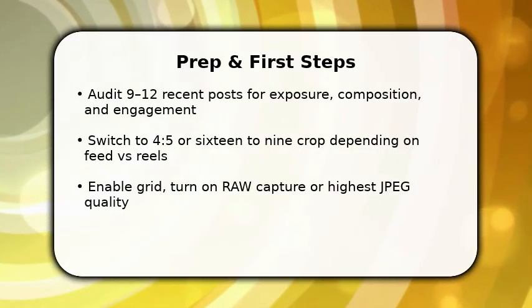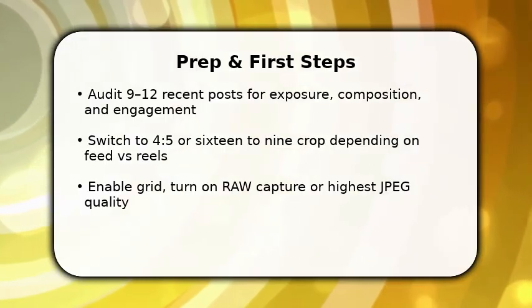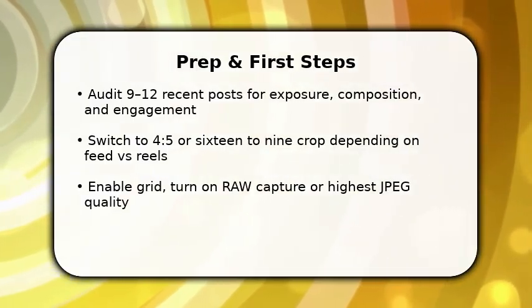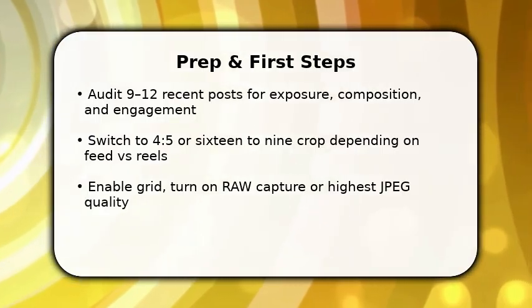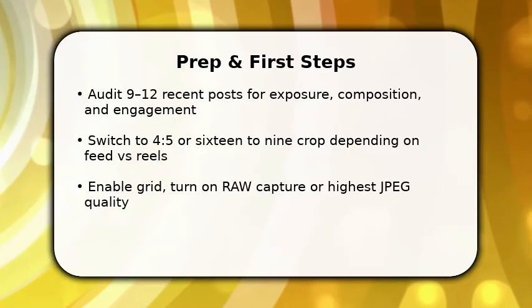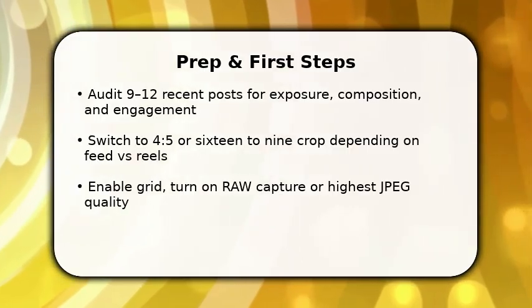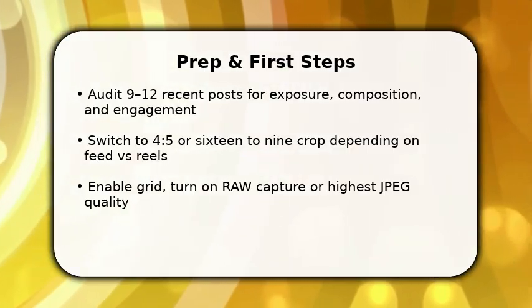You start by measuring what you already have. Quickly audit 9-12 recent posts for lighting, framing, and engagement to target weak spots. Once done, change capture settings to RAW or the highest JPEG and enable your grid so composition improves immediately.